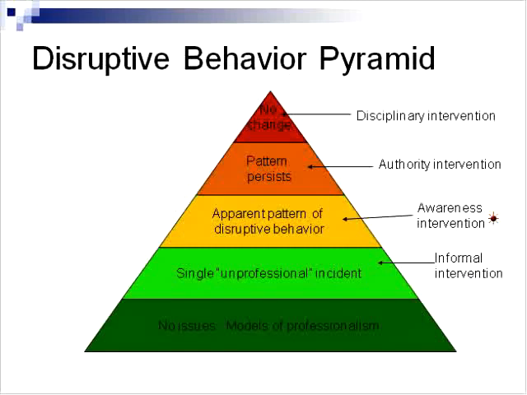Moving up the pyramid, we then have a person or a clinician who has an apparent pattern of disruptive behavior. So they haven't had just a single element, but over time, whether on a fairly frequent basis or very sporadic, have had repeated events where they have exhibited disruptive behavior. And what we need here is what we call awareness intervention. That would be some appropriate education and training for that person, maybe on relationship building, good communication skills, depending on the type of disruptive behavior. They might need some anger management or stress management training.